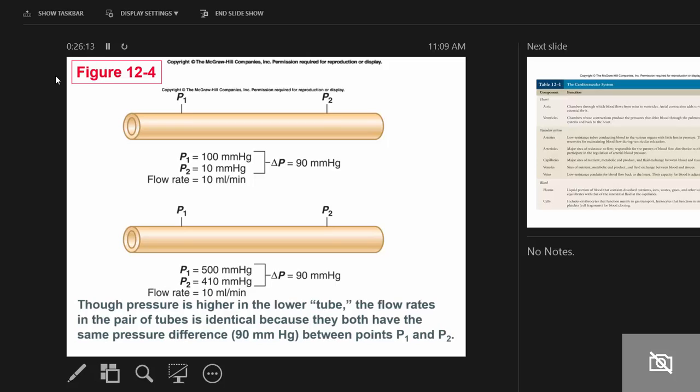So P1, this point here, is 100 millimeters of mercury. Downstream, at this point here, you have 10 millimeters of mercury. So this is a difference of 90 millimeters of mercury. What is this very similar to in terms of what we talked a lot about before the first exam? I sounded like a broken record. When I asked you a question, it's the most common answer that I wanted. We were talking about what?